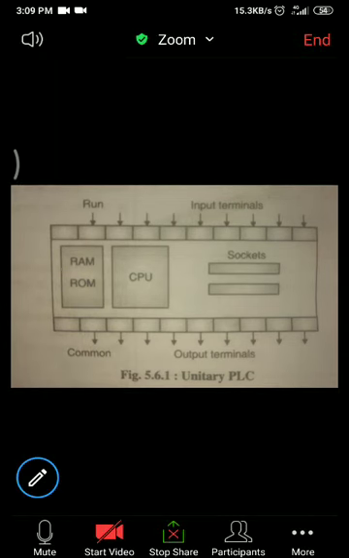So the unitary PLC, as you can see in the diagram, contains sockets to program the PLC. It has an internal CPU, a memory unit, and its own power supply. All these blocks are fitted inside this single PLC. That's why it is called a unitary. And as it has very few input outputs, obviously it is useful for a small scale industry which has to perform some dedicated tasks repeatedly, but where the input output requirement is less.